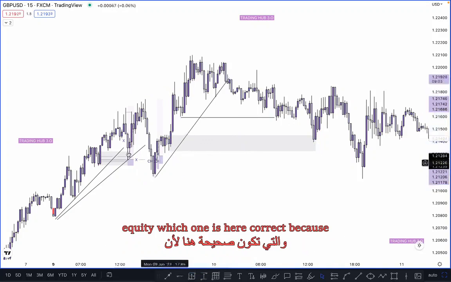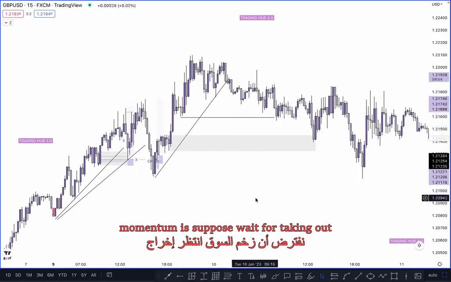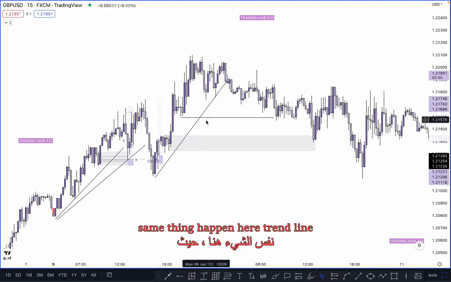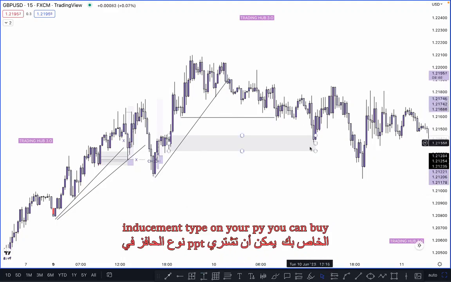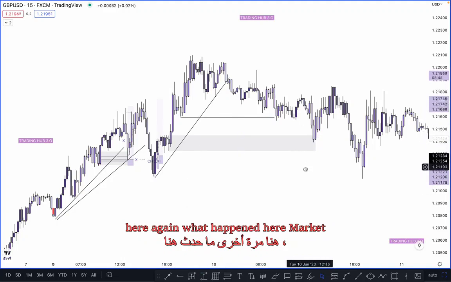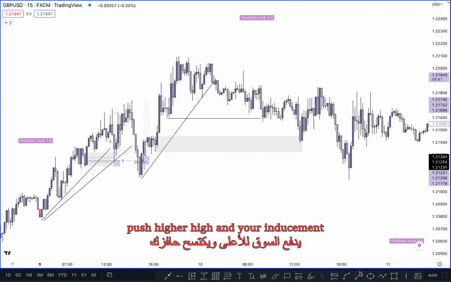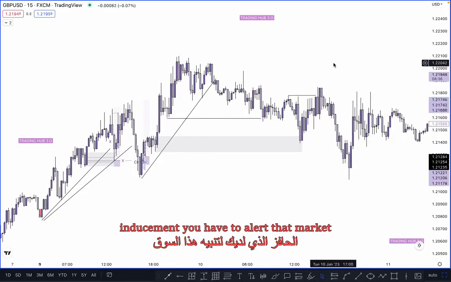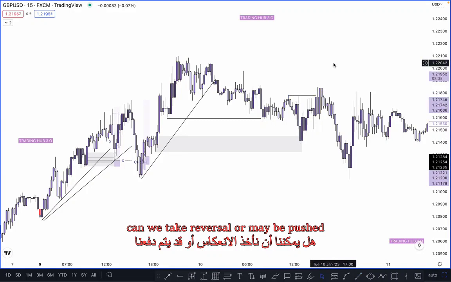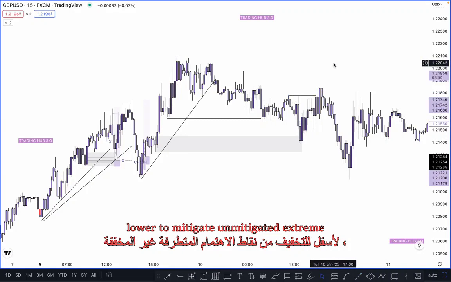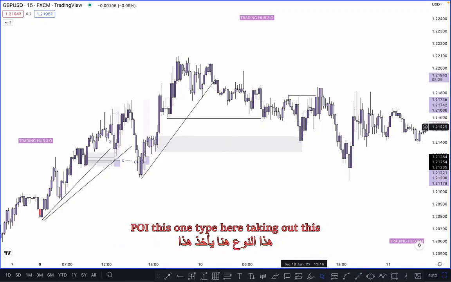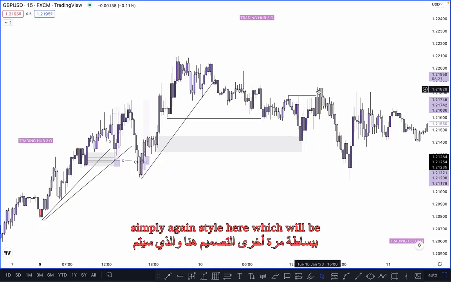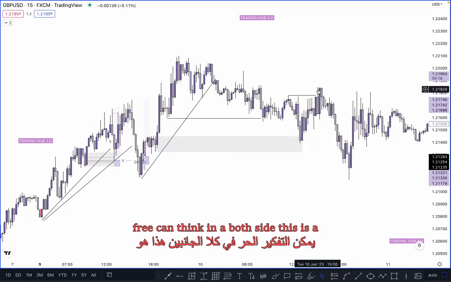Correct, because the market momentum is bullish. Once market momentum is bullish, wait for the inducement to be taken out, wait for trend line liquidity. Same thing happens here. Trend line liquidity takes out the inducement, taps on your POI, you can buy here. Again, what happened here? The market pushed a higher high and your inducement was swept here, right? Once the market sweeps the inducement, you have to be alert that the market can take a reversal or maybe push lower to mitigate the unmitigated extreme POI. This one, tap here, took out this inducement, swept this high, you can simply sell here again, which will be covered in an upcoming chapter, on how we can think on both sides.